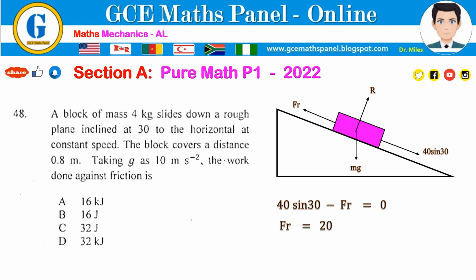And if the frictional force is equal to 20 newtons, then the work done against friction will be equal to force times distance, because it actually moves a distance of 0.8 meters. So this is going to give us 20 times 0.8, which is equal to 16 joules. So this is the work done against friction for this question.